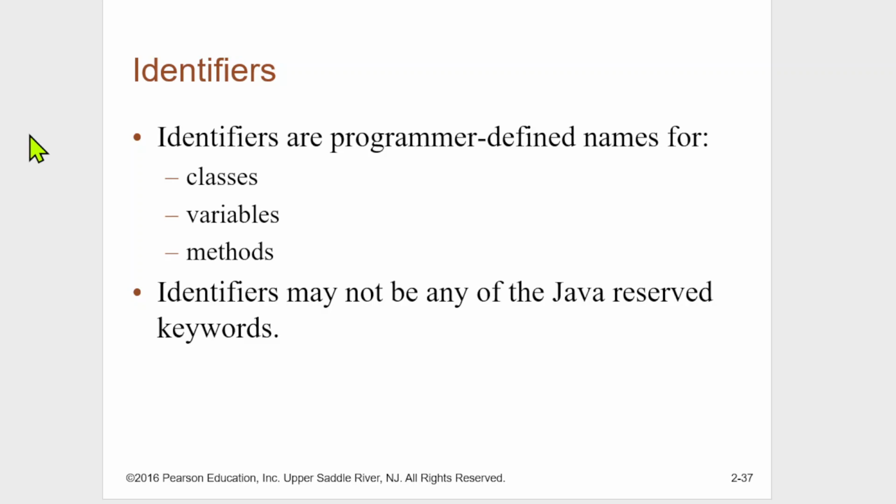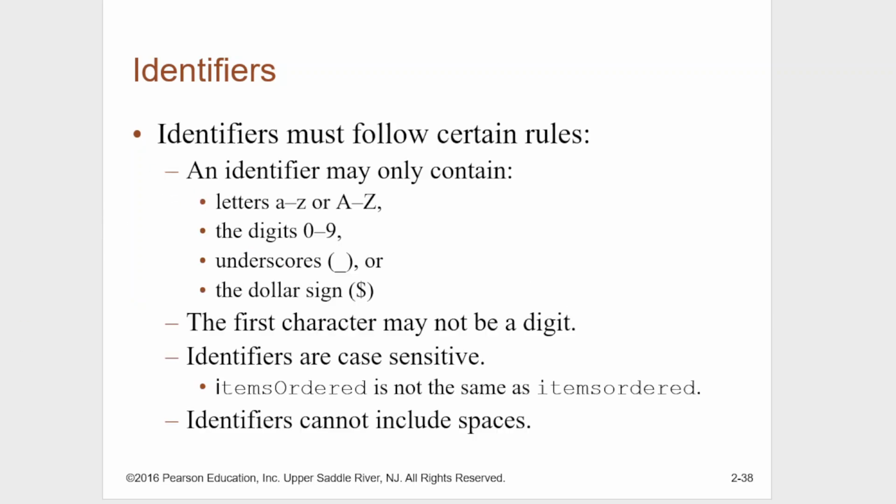Identifiers. The program identifiers are program-defined names for classes, variables, and methods. Identifiers may not be any of the Java reserved keywords. Identifiers must follow certain rules. Say, an identifier for a variable name.